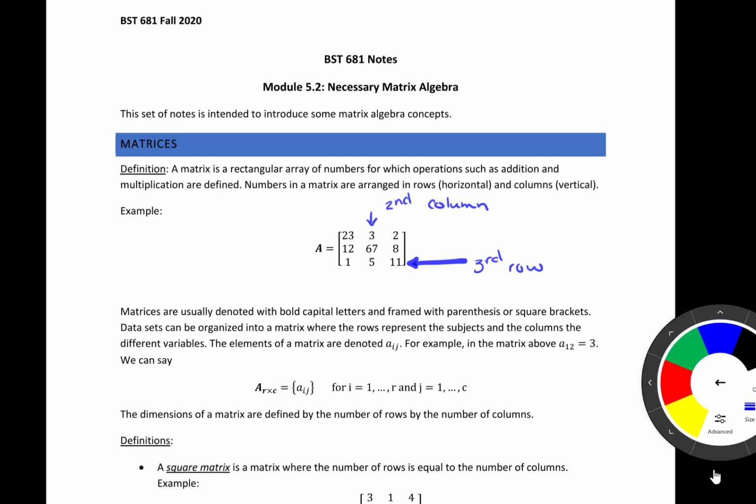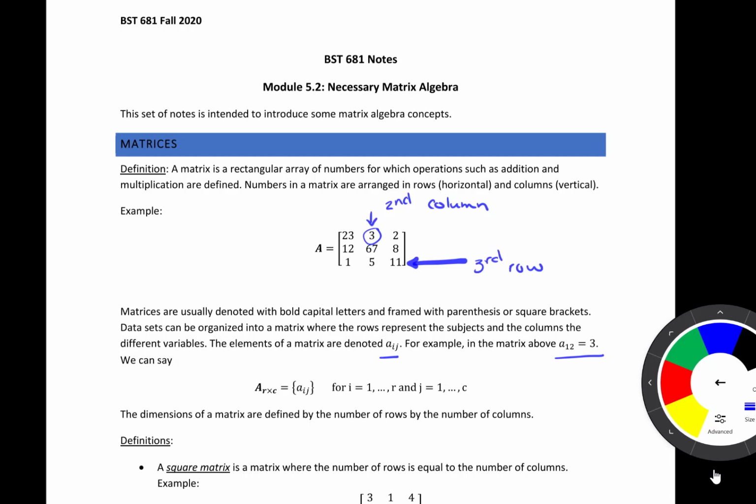The elements of a matrix are generally denoted with whatever uppercase letter you have for the matrix. We use the lowercase for the individual elements. So for example, in matrix A that we have above, lowercase a_ij represents the different elements in that matrix. If we look at A12, that's going to be the element that is in the first row in the second column. So in other words, the 3 that we have right here.